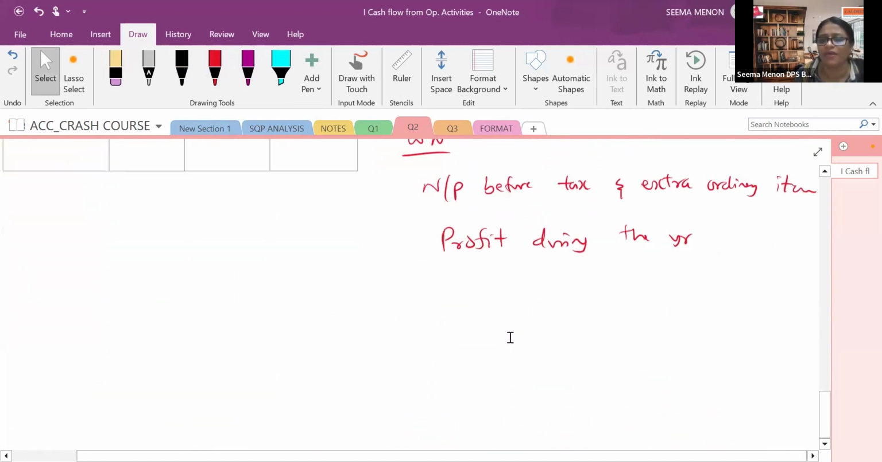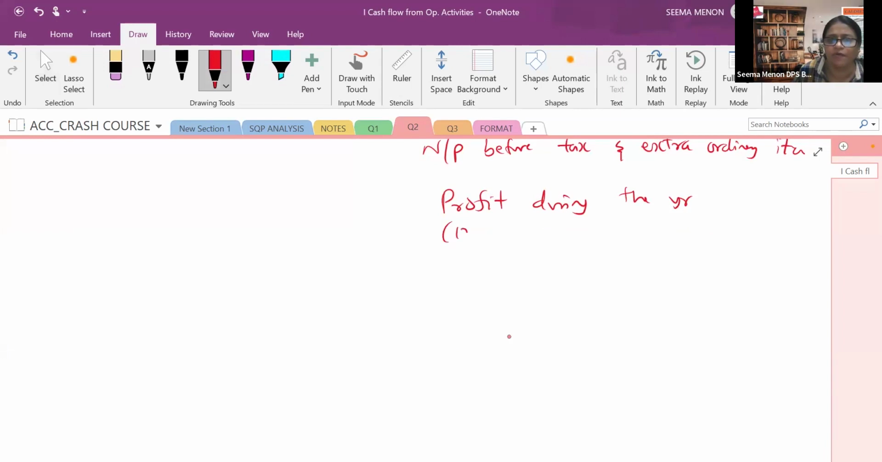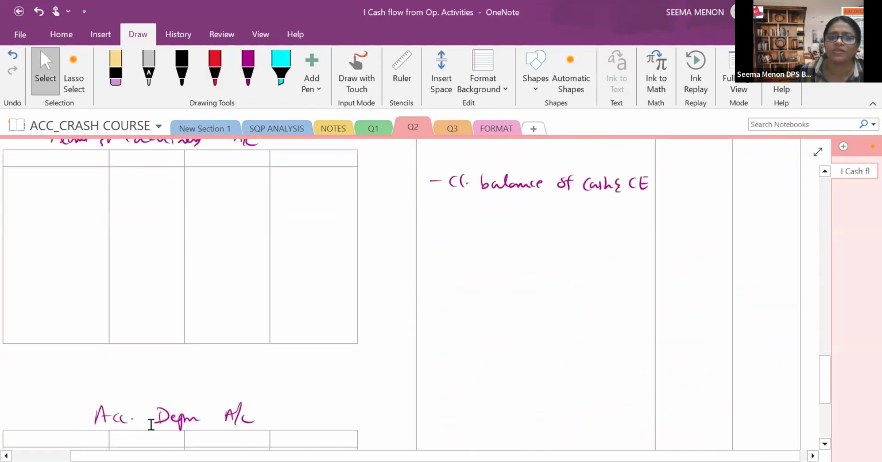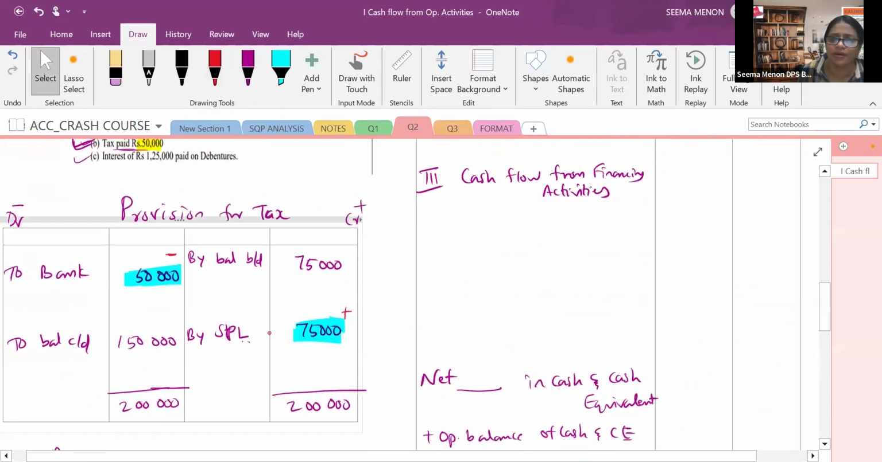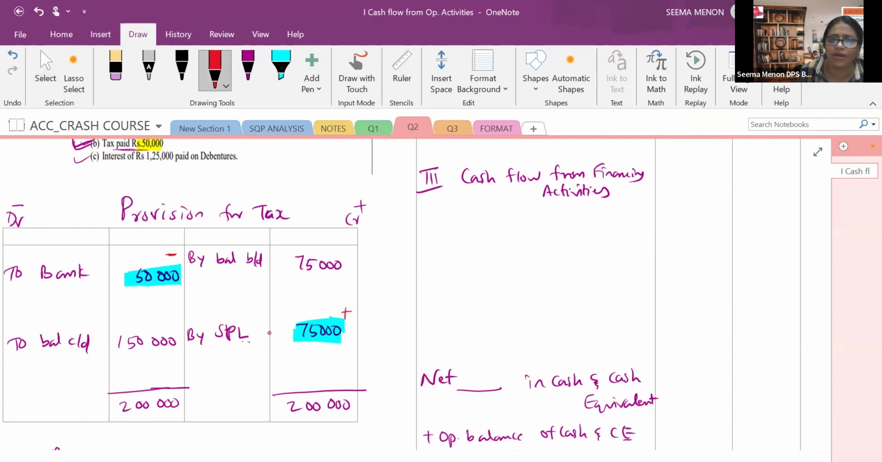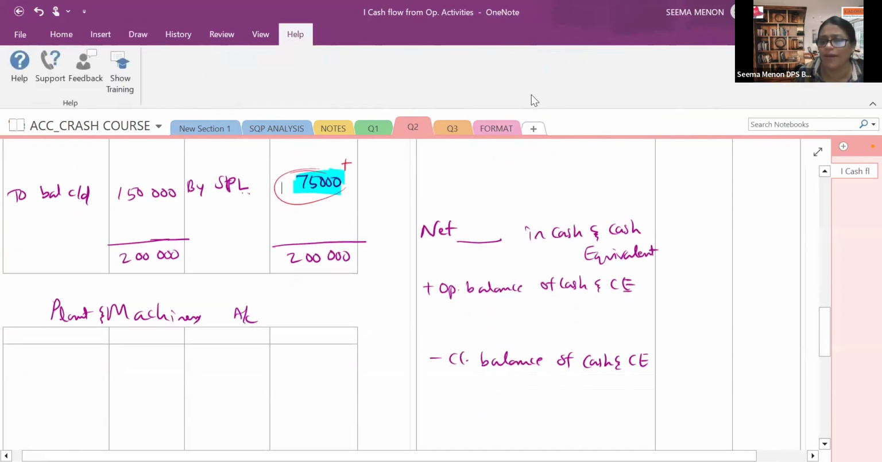That is 12 lakh 50,000 minus 10 lakh. If you want, you can write that in the bracket. That is 10 lakh. So you get profit during the year is 2 lakh 50,000. Along with that, you will add provision for tax. Provision for tax for current year. Current year means already I explained to you, whatever we debited into SPL. So the amount is 75,000. You will be adding that.